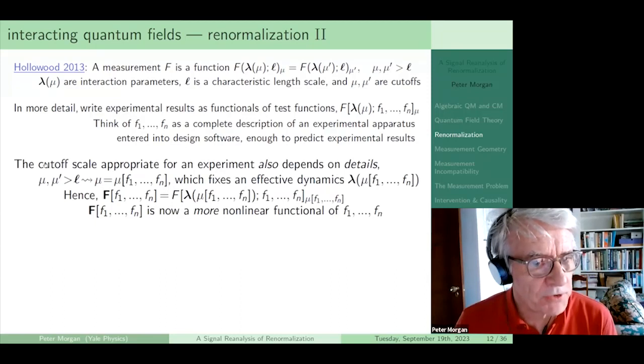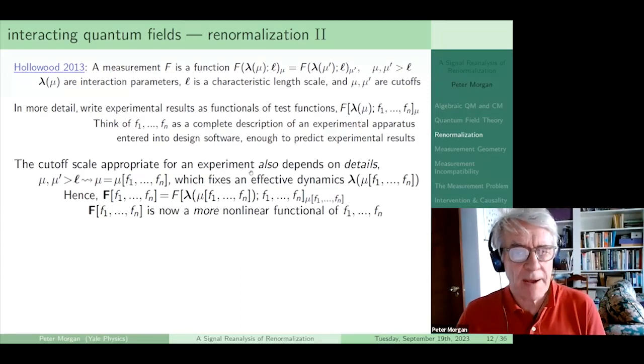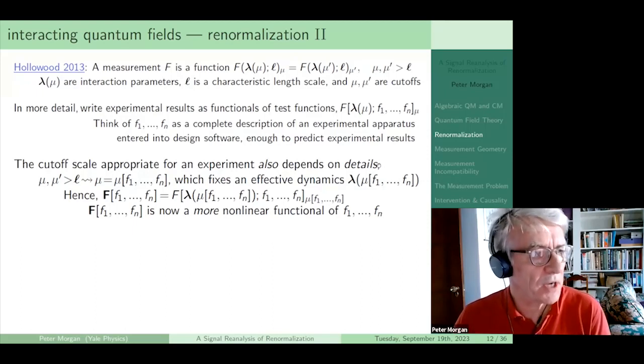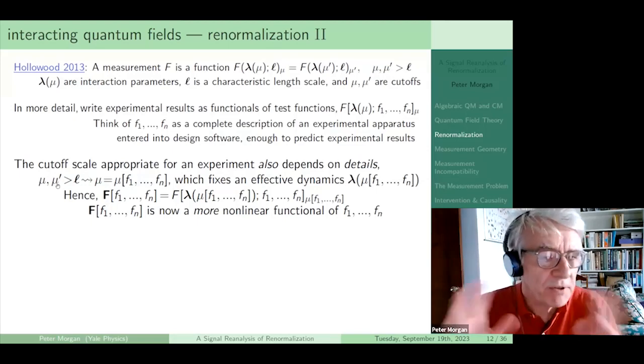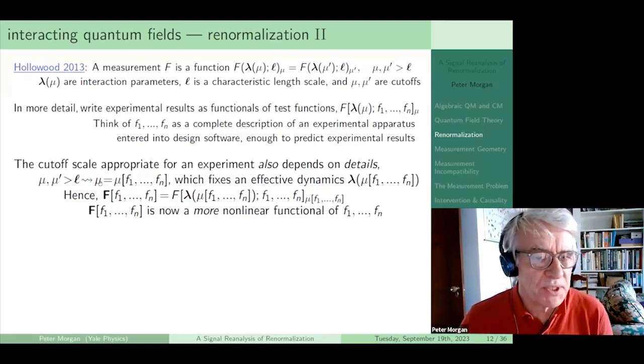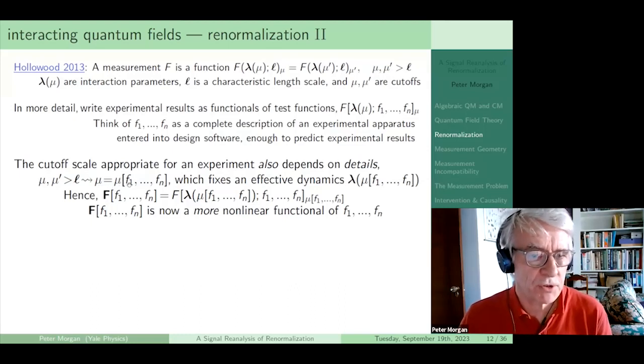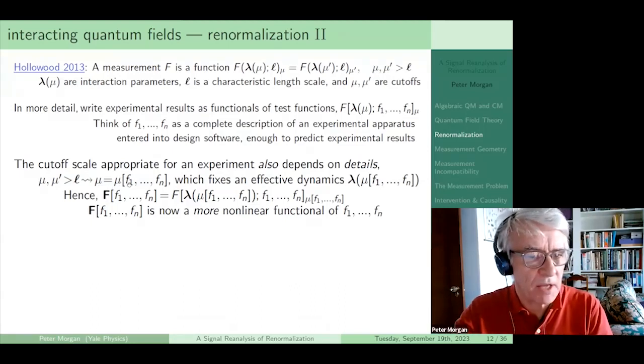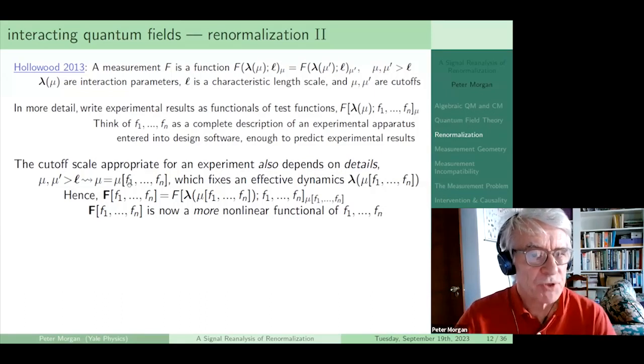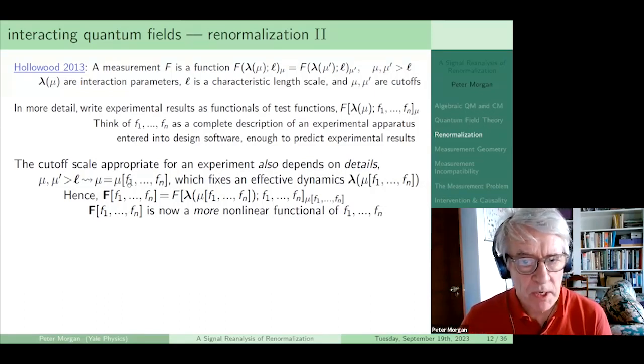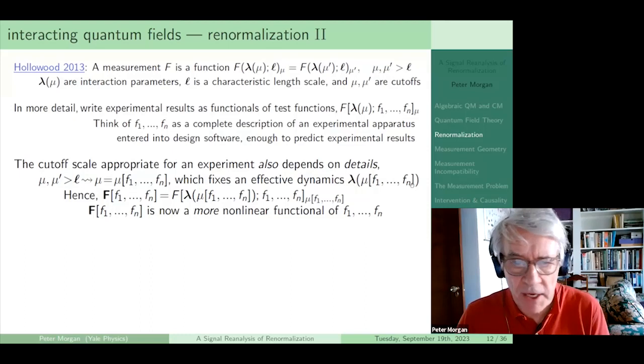And when we look at the cutoff scales, well, surely the same should be true there. Everything should depend on the details of how the experiment is constructed, how we describe the whole experiment. So instead of just taking mu and mu prime to be just finger in the air, bigger than L, we take mu to be some functional of the test functions. So as we change the test functions that describe the experiment, mu will change as well. That also fixes an effective dynamics.